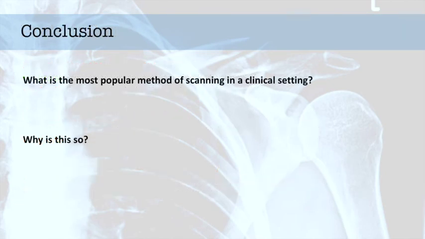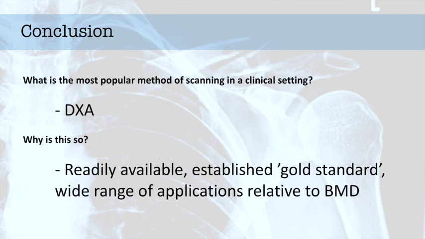To conclude, the most readily available and utilised modality for measuring BMD is the DXA scan. As the established gold standard, DXA is the most accurate method available for the diagnosis of osteoporosis and is also considered an accurate estimator of fracture risk. DXA is the recommended modality by the US Preventative Services Task Force, thus showing its wide range of applications in determining BMD infirmities.